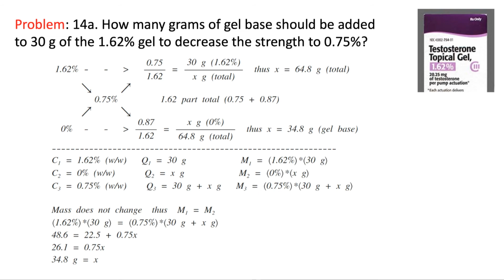And it's the same value that we were able to calculate above using the alligation alternative method. So we know that this question works, or we've got the correct answer using it in both ways, both the alligation alternative and the algebraic method.